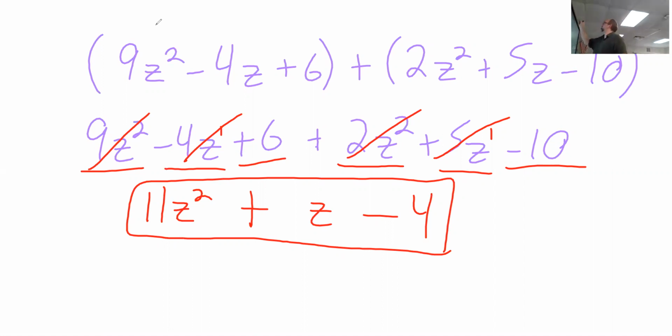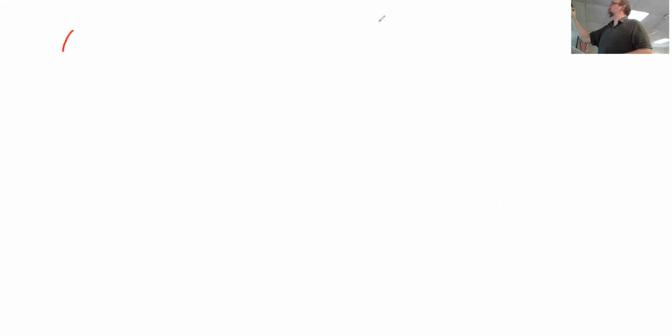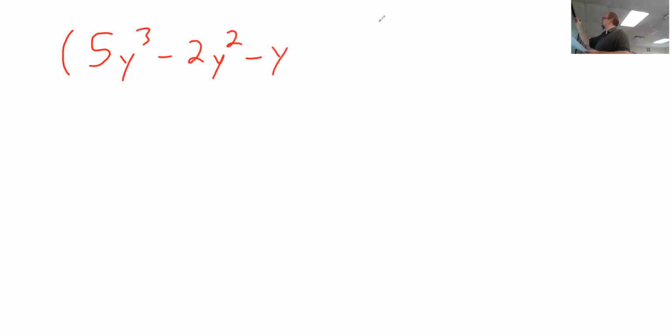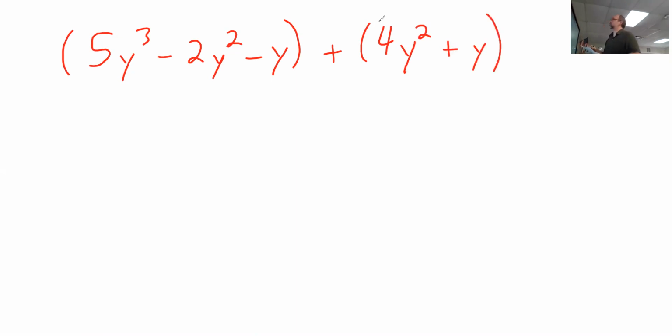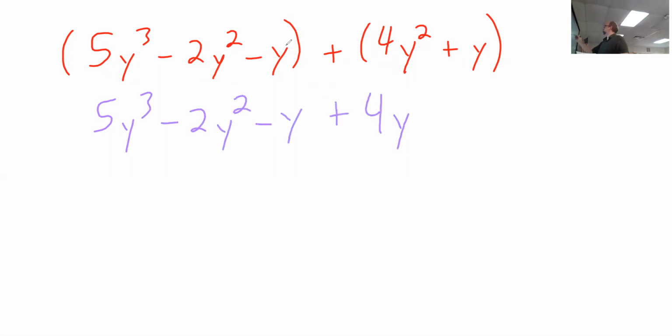All right, got one more example. 5y to the 3 minus 2y to the 2 minus y, plus 4y to the 2 plus y. I look inside them, and I don't see any like terms, so I can't combine within parentheses. But they're positive on the outside, so I can just pull them all out. So 5y to the 3 minus 2y squared minus y plus 4y squared plus y.